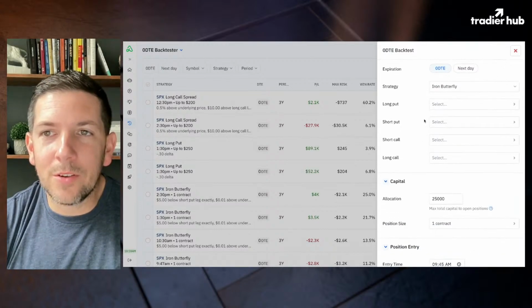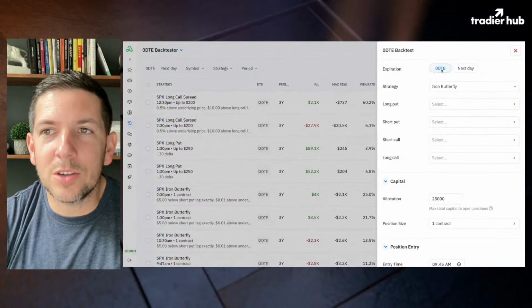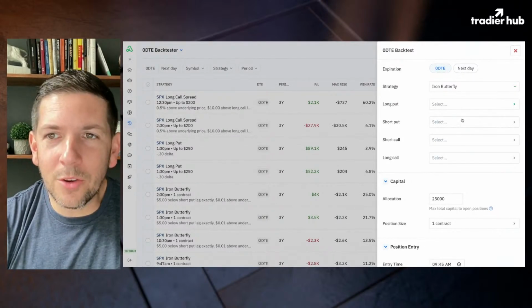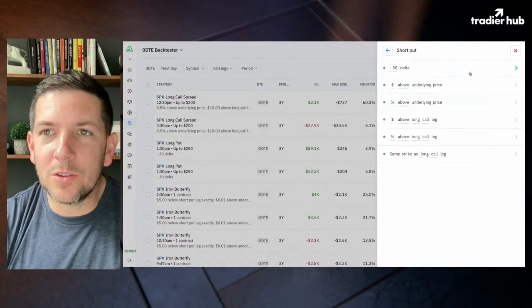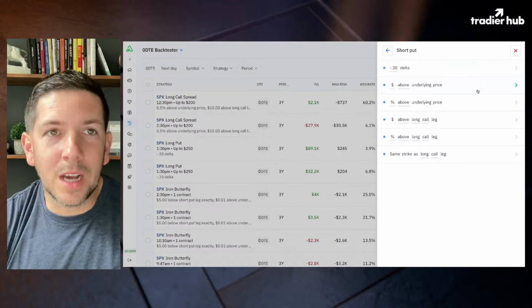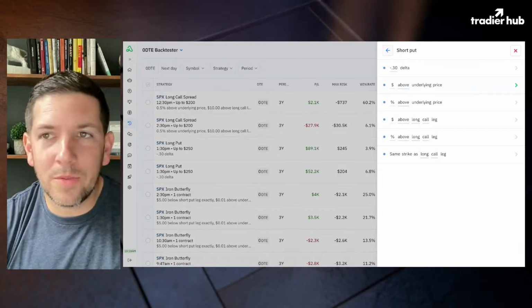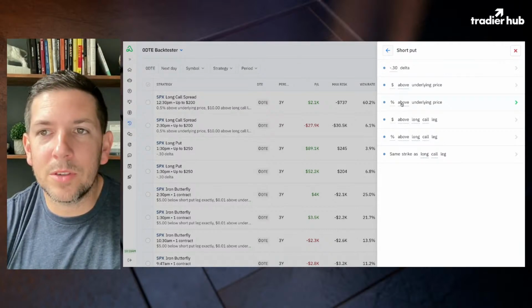Now you can see inside the backtester, once you select the strategy that you're going to test and expiration, so we'll do zero DTE, but you can also test next day. What you can do in here is select your legs, and you can get pretty specific with this. You can do a delta, you can do a dollar amount. So you can say $5 above and below the underlying price, or a percentage above and below the underlying price, or you can play it off of different legs.